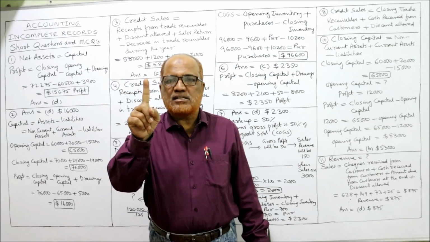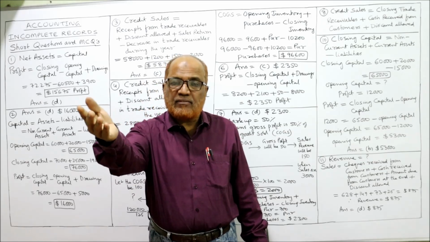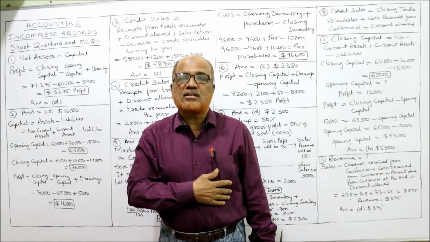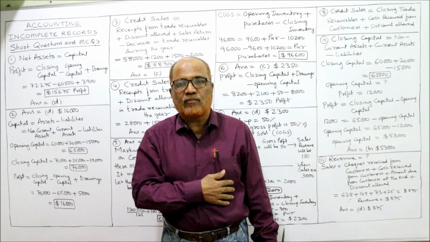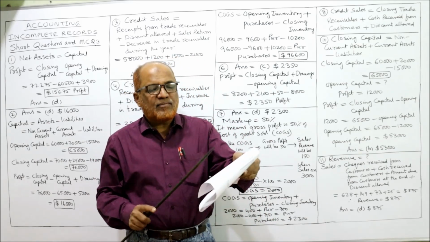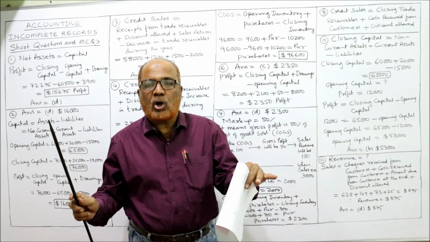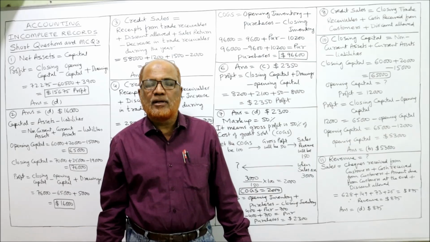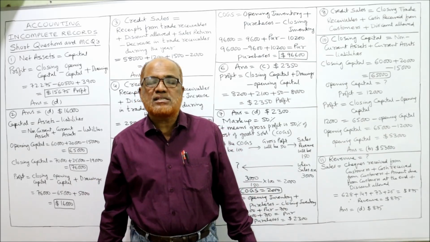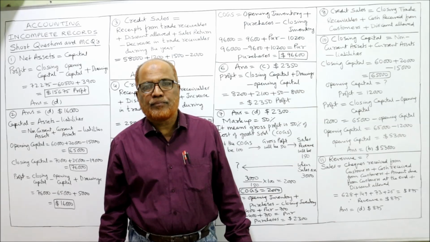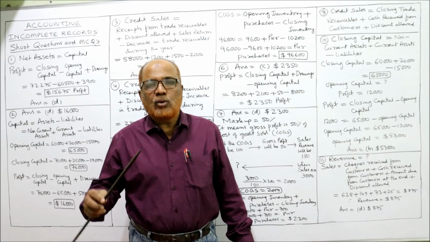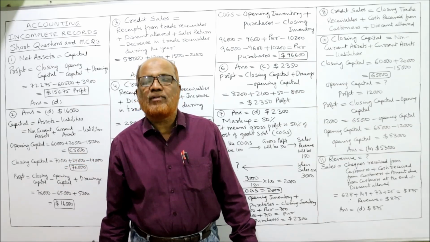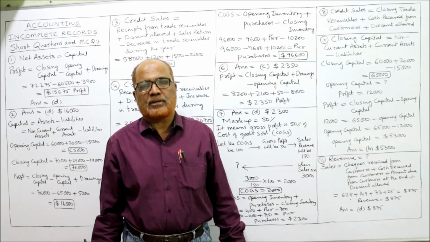The first reason is the owner might have introduced further capital. Second reason is profit is generated, due to which the capital at the end of the year will be more. Here specifically given, the owner has not introduced the capital. That means then why the capital has increased? On account of profit. So due to profit earned during the year, the closing capital will be more than the opening capital.